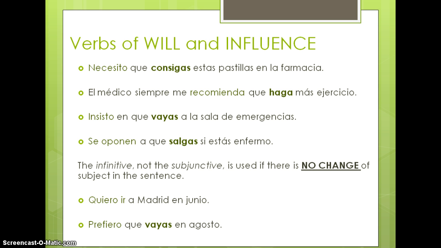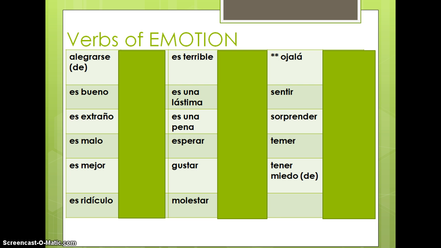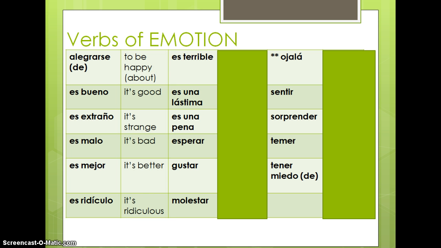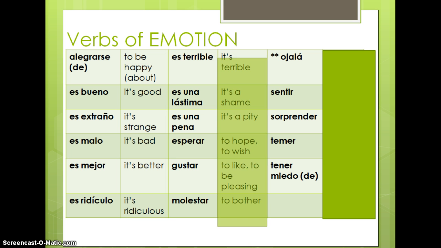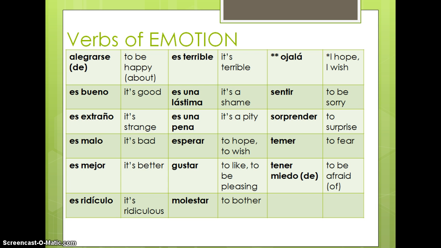Our next category that will require the subjunctive if there is a change in subject are verbs of emotion. Again, make sure you're pausing as you need to in order to fill in the information of what these verbs mean in English. Again, some are going to be new and some are not. Notice that ojalá is not a verb, it is an expression, but it is similar to an emotion that I hope or I wish, which is why I've included it here.